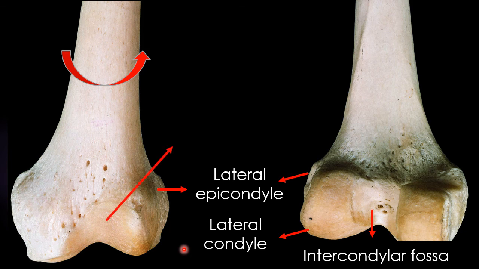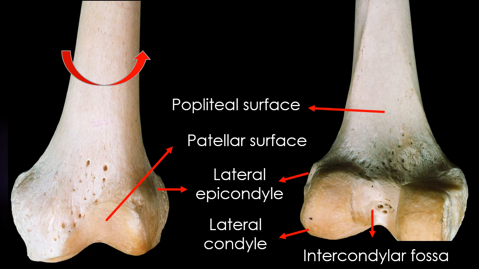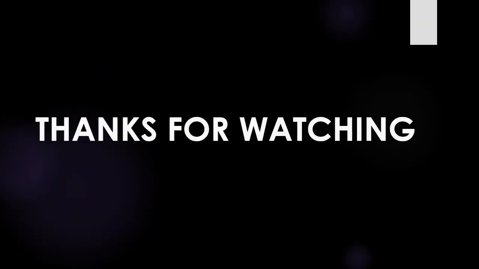Okay, friends. Then the surfaces. Here you can see the anterior part of the lower end of the femur. This surface is called the patellar surface, where it is going to articulate with the patella. Then posteriorly, we can identify this surface, which is called the popliteal surface of the femur. So that is about the lower end of the femur, and the questions they usually ask from the femur.